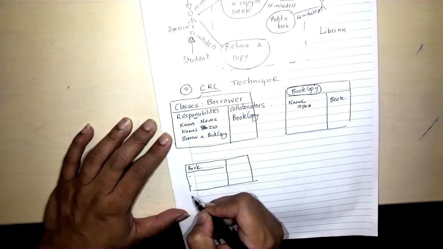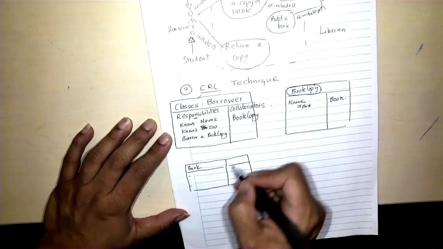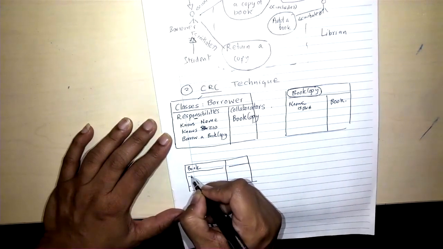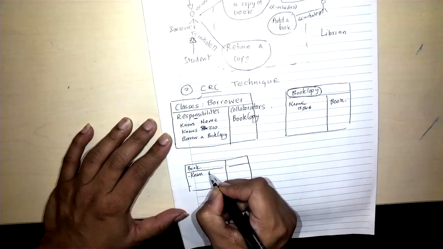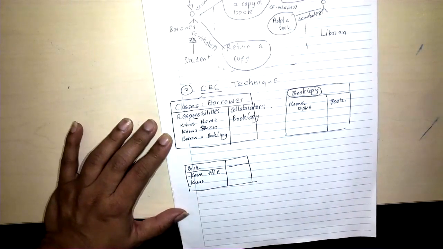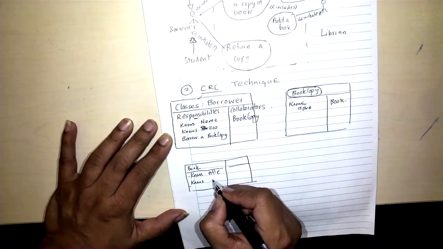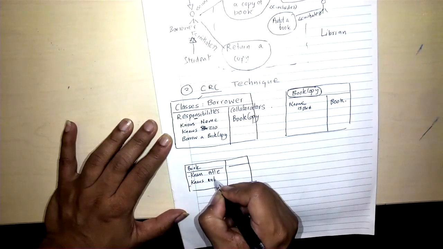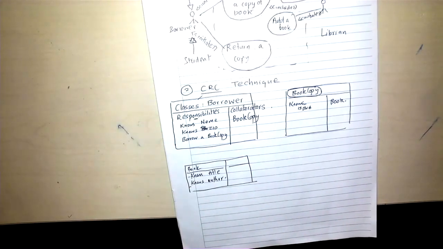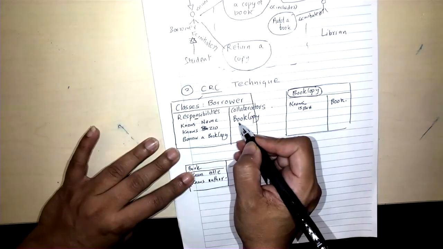It collaborates with, you can say, so it knows the title, it knows the author. Okay? Now, this is not going to be perfect. You might say, hang on a second, that's not actually right.